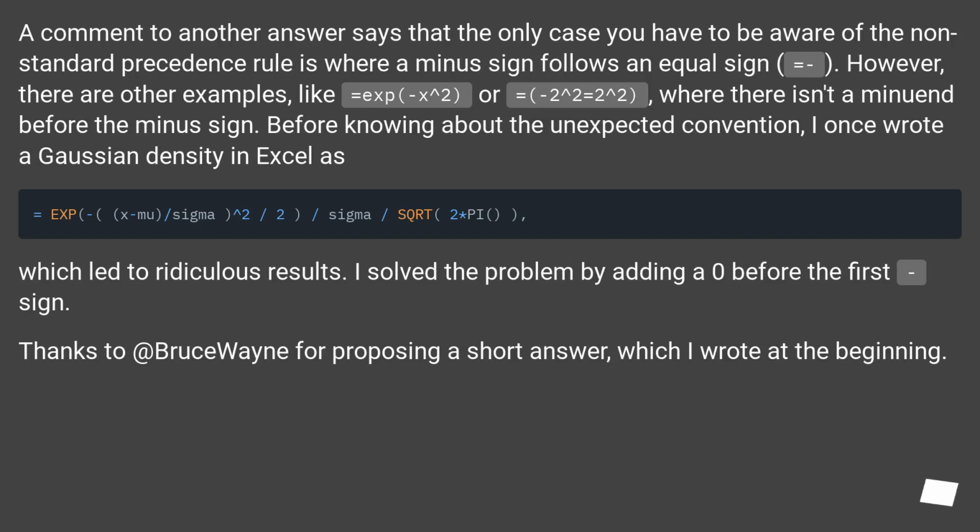A comment to another answer says that the only case you have to be aware of the non-standard precedence rule is where a minus sign follows an equal sign. However, there are other examples, like equals x^2, or equals -2^2 equals 2^2, where there isn't a minuend before the minus sign. Before knowing about the unexpected convention, I once wrote a Gaussian density in Excel, which led to ridiculous results. I solved the problem by adding a 0 before the first sign. Thanks to @BruceWayne for proposing a short answer, which I wrote at the beginning.